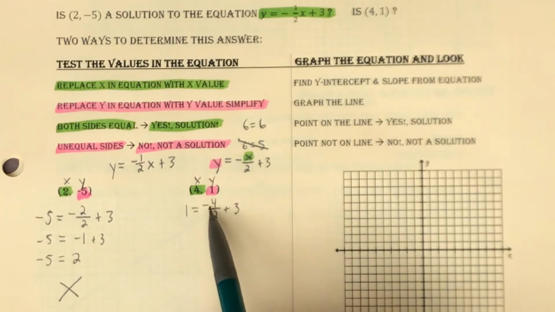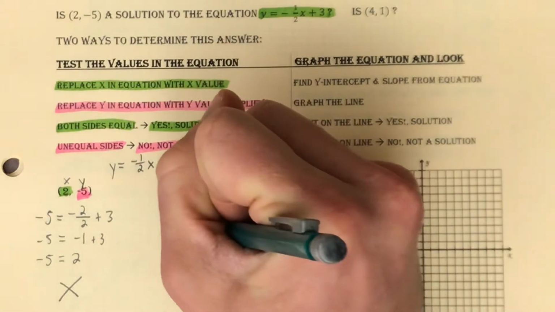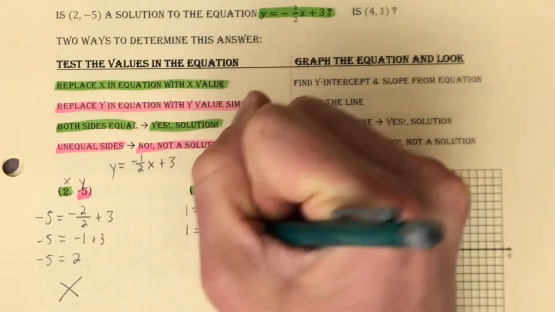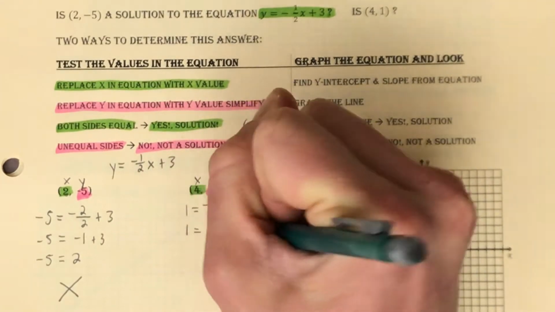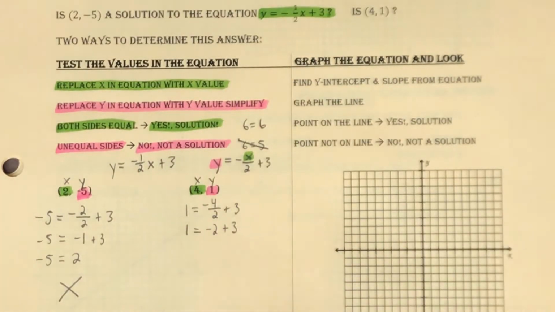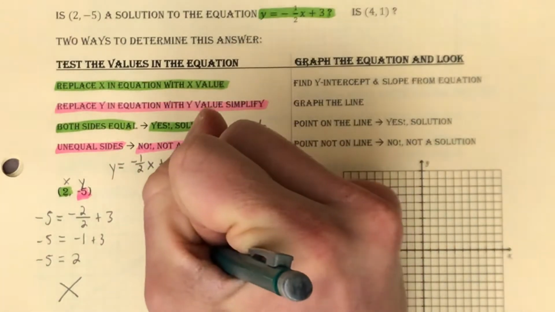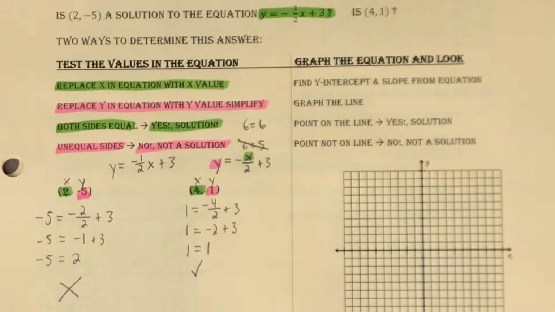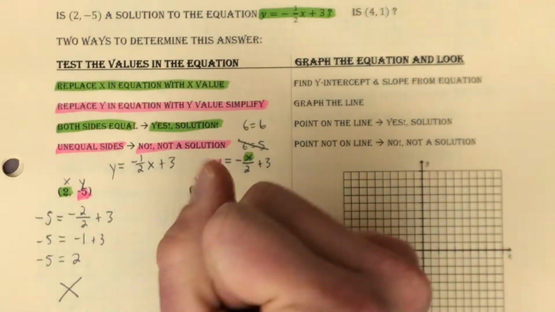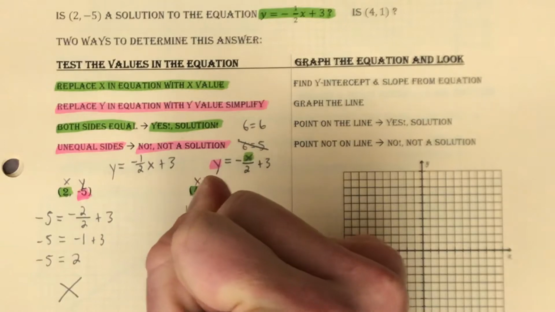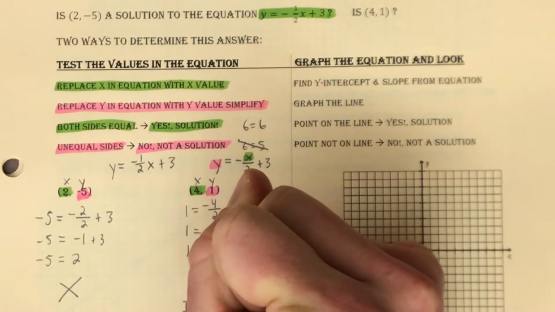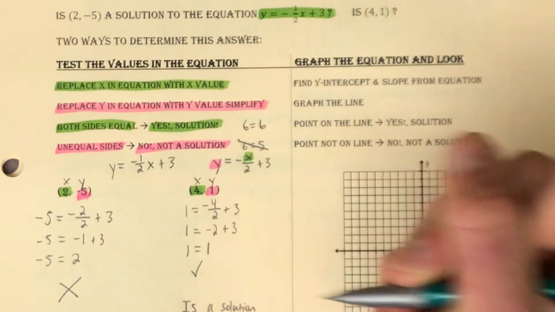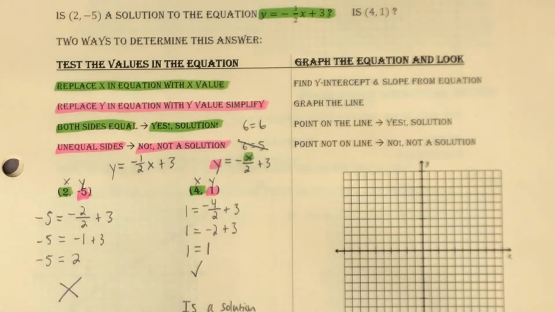So first step, simplify the fraction. -4 divided by 2 is -2. So I've got 1 equals -2 plus 3. And -2 plus 3 is +1, so 1 equals 1. So that does equal each other. 1 does equal 1, and so this is a solution. So the point (4, 1) is a solution, but the point (2, -5) is not a solution.